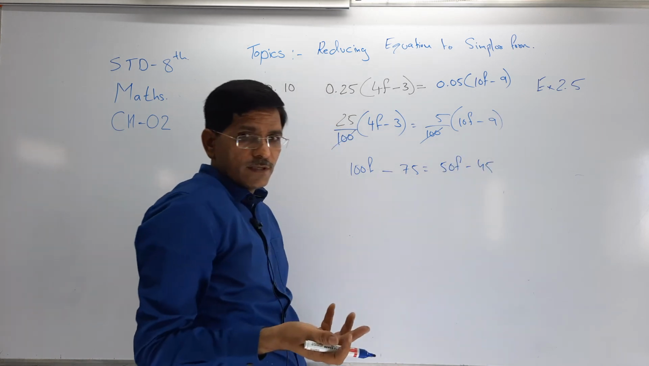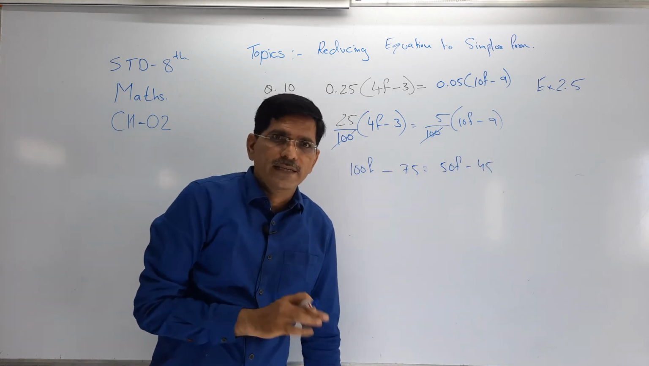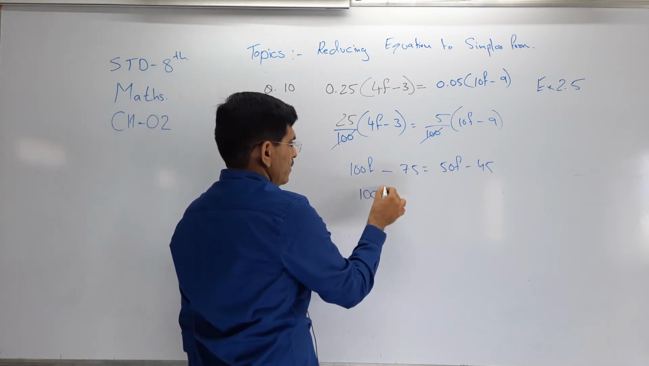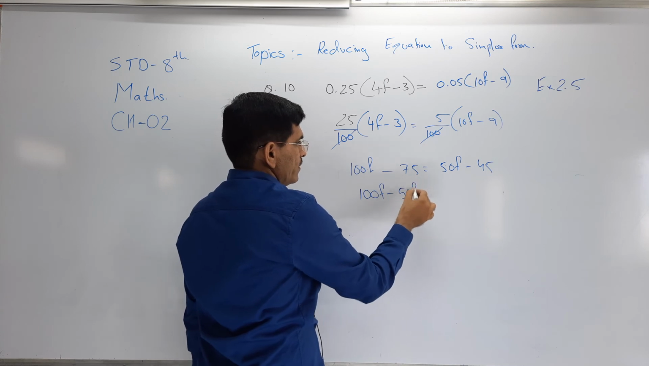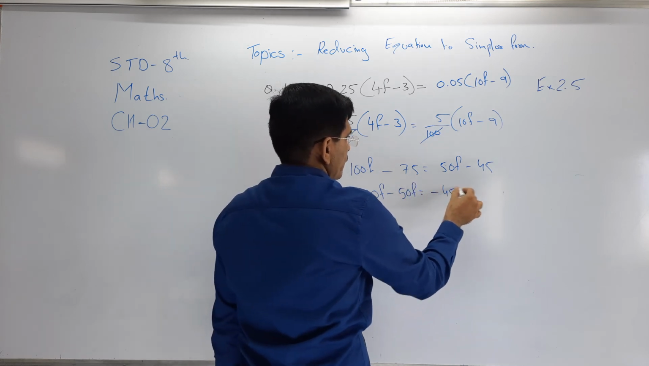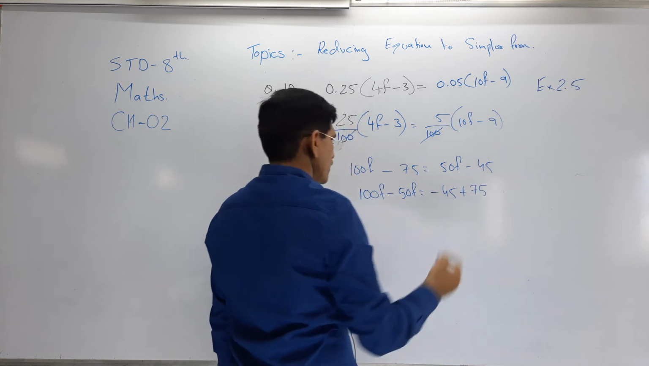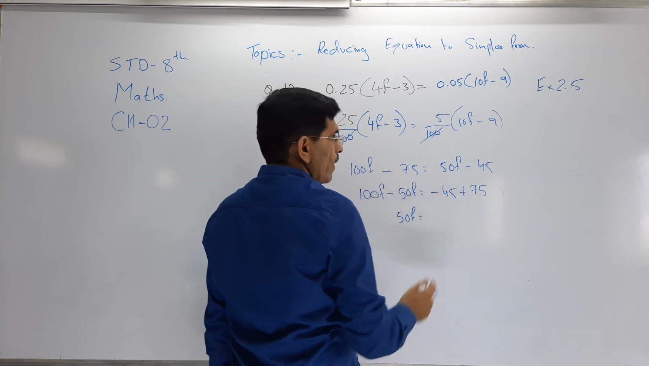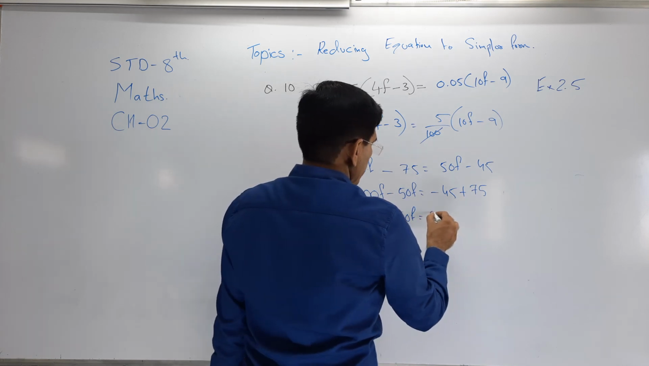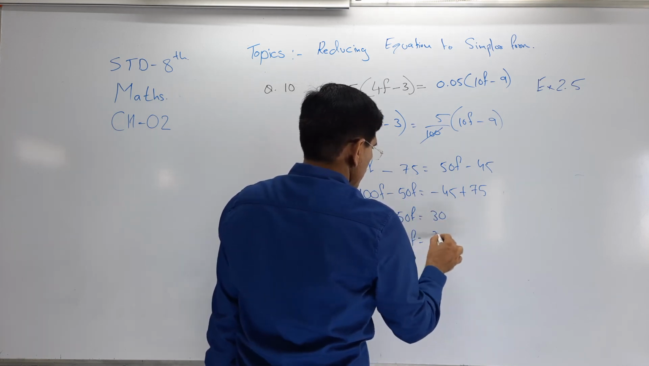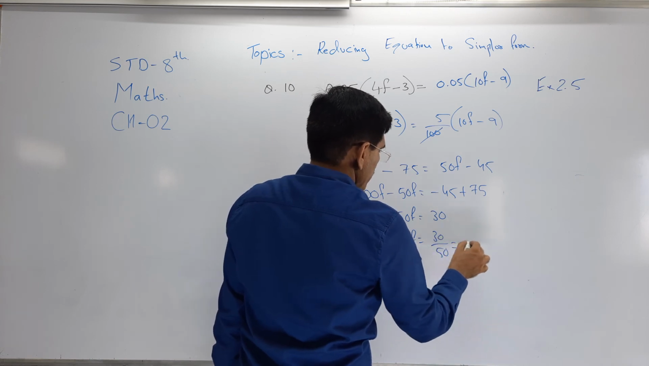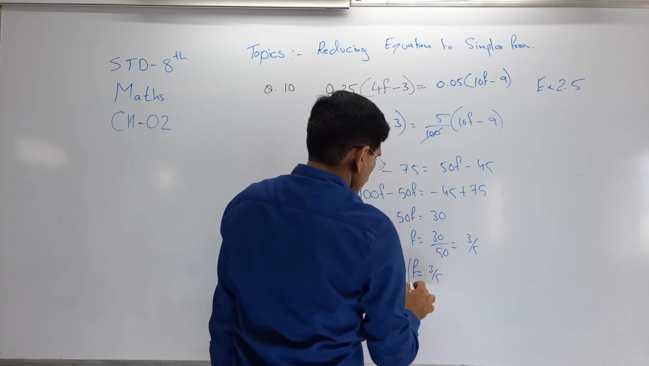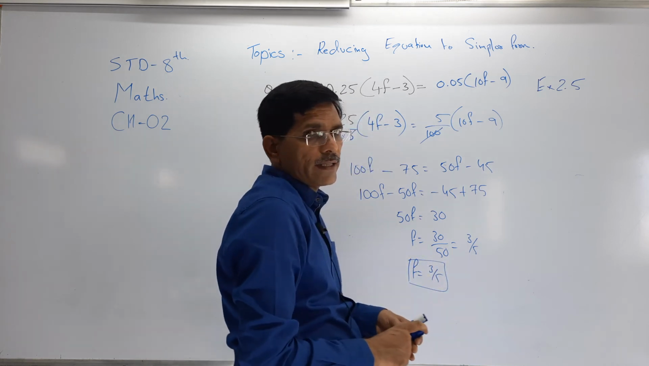Too much easy sum. We think that it's a hard sum, but it is not hard. Now 100f minus 50f is equal to minus 45 plus 75. 100 minus 50, that is 50f. 75 minus 45, that is 30. So, f is equal to 30 upon 50, therefore 3 by 5. So, f is equal to 3 by 5, that is our answer.